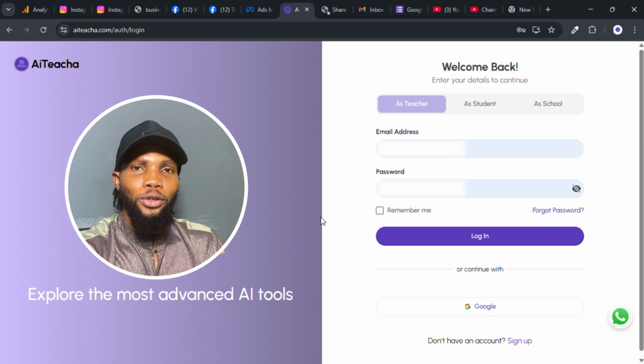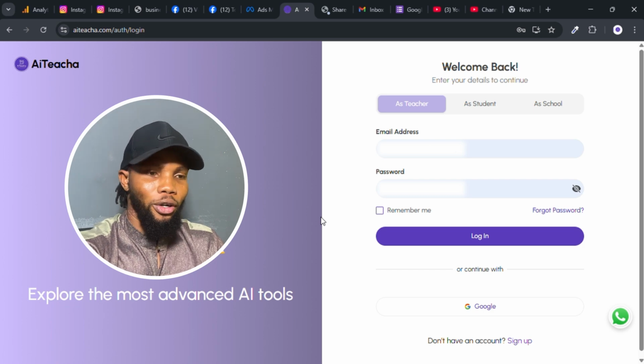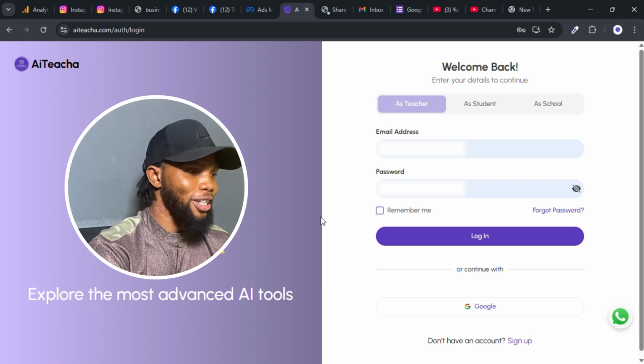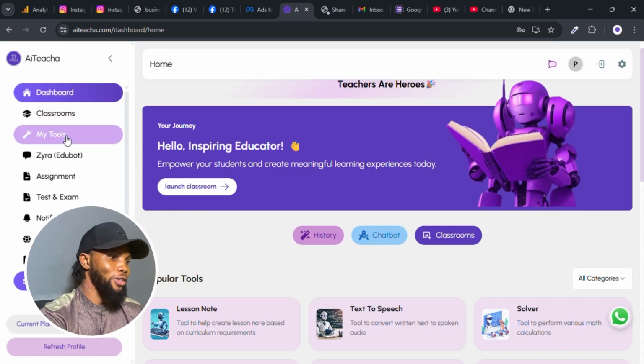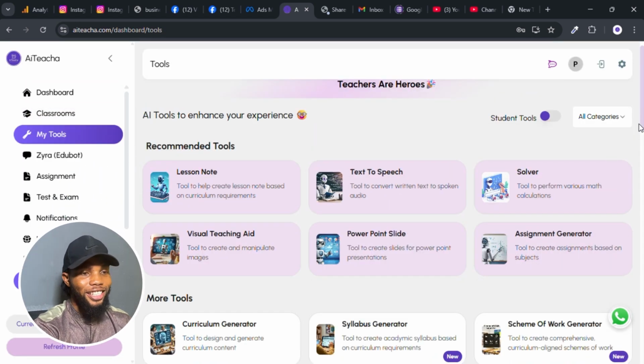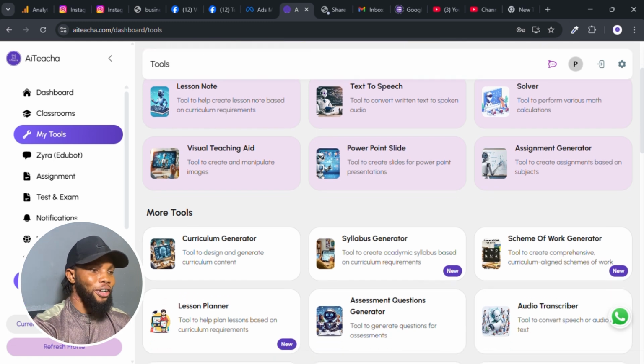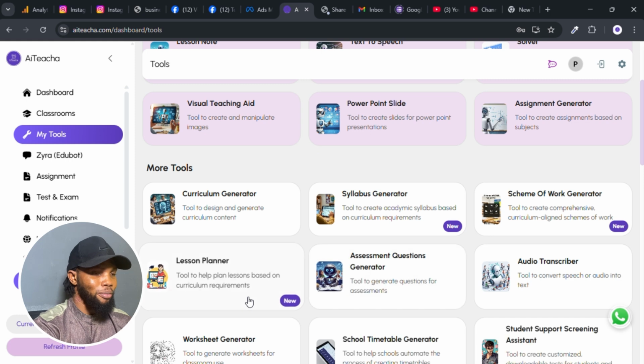And today we are going to be using the AI Teacher Lesson Planner. Let me show you how it works. When you log into your AI Teacher dashboard, you scroll down to My Tools. There you're going to see all our tools, 40 plus tools just to make teachers' life easier. Then scroll down to Lesson Planner.